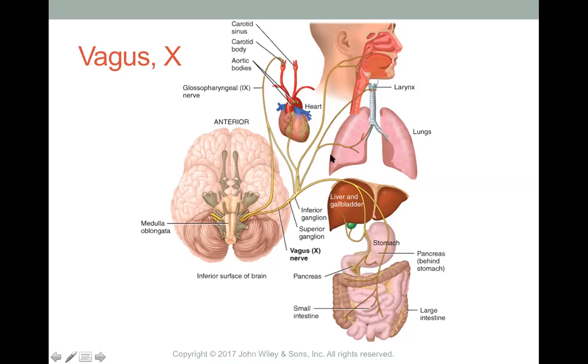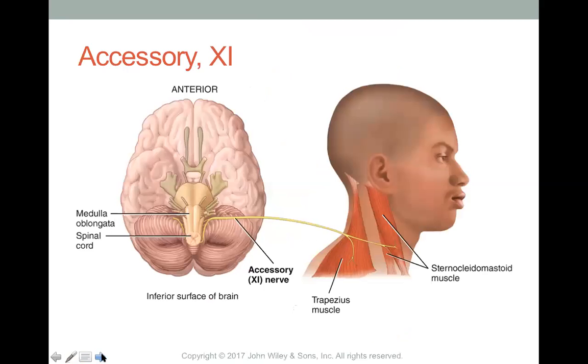If you have issues with the vagus nerve, it helps to generally slow your heart rate. So if it's not functioning like it should, your heart rate would increase and you would be tachycardic.